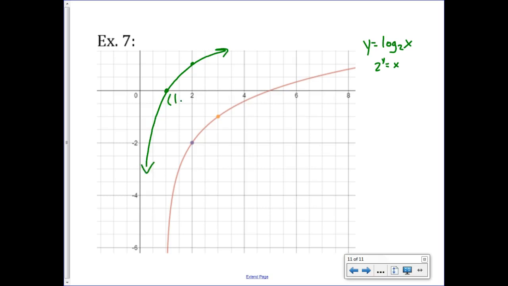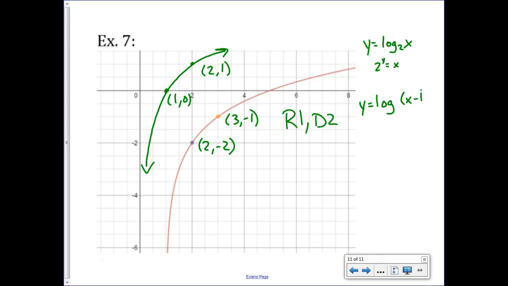So if I'm at 1, 0, and I'm at 2, 1, but here I'm at 2, -2, and I'm at 3, -1, how have I moved? It looks like I've moved right 1, and then I moved down 2. So now I have y equals log of x minus 1 base 2, and then minus 2, down 2. So there's my new function for that one.